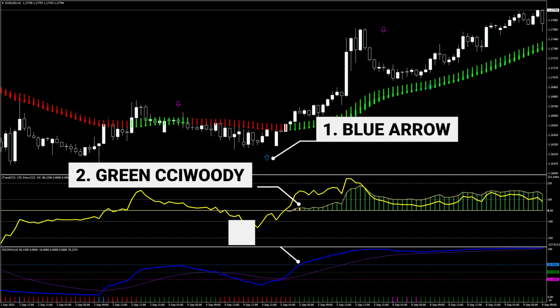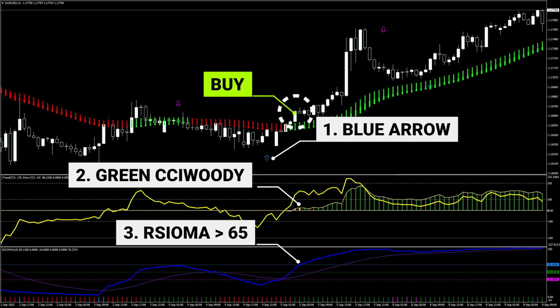Number 3, check the RSI OMA. The line must be clearly above level 65. This tells us the buyers are in control and the trend has strength. If, and only if, all 3 of these conditions are met, you can open a buy trade. If any one of them is missing, do not enter.